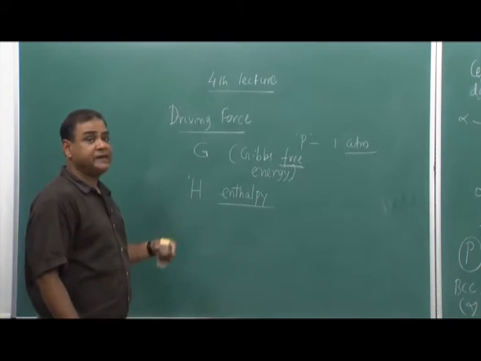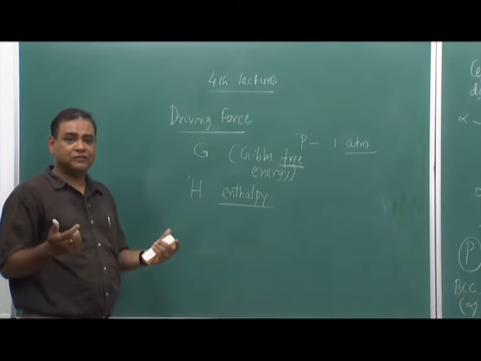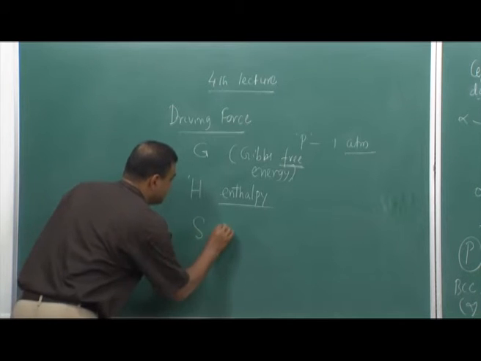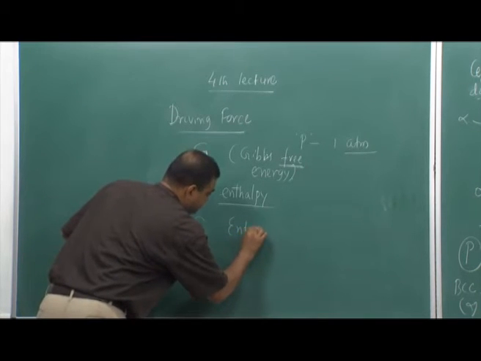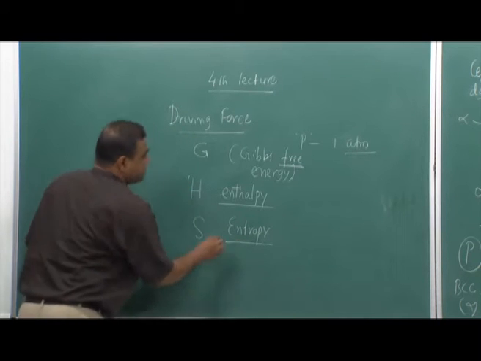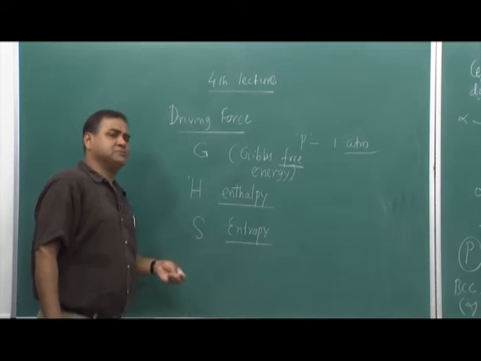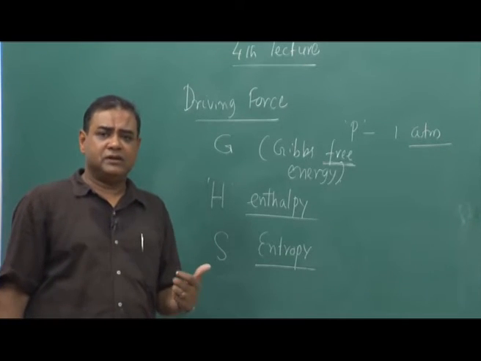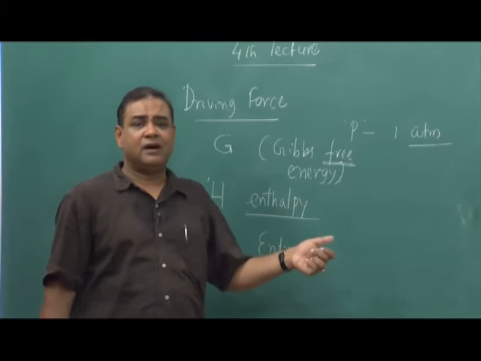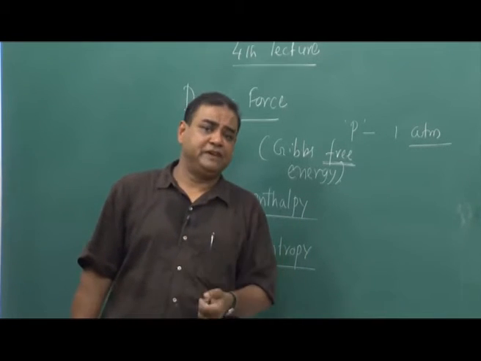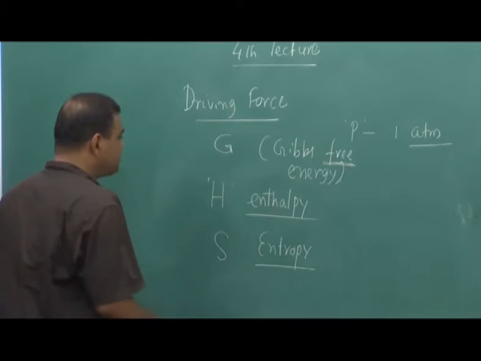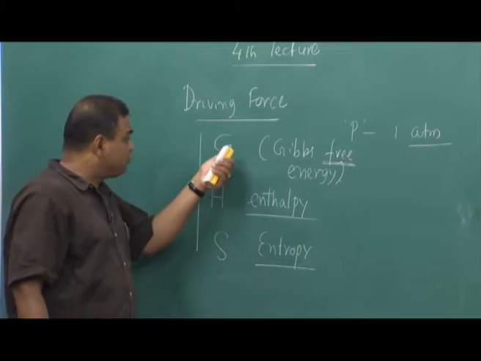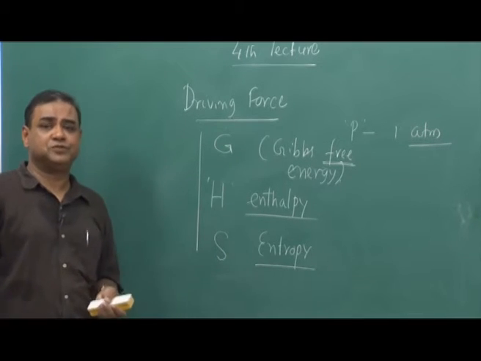In order to decide how much we will get out of the system for doing work, we have to consider another term, which is called entropy. So, these three parameters are all energy terms. These three functions would be required in order to understand whether a phase can transform to another phase. And in order to decide that, we need to find out the values of those particular functions.